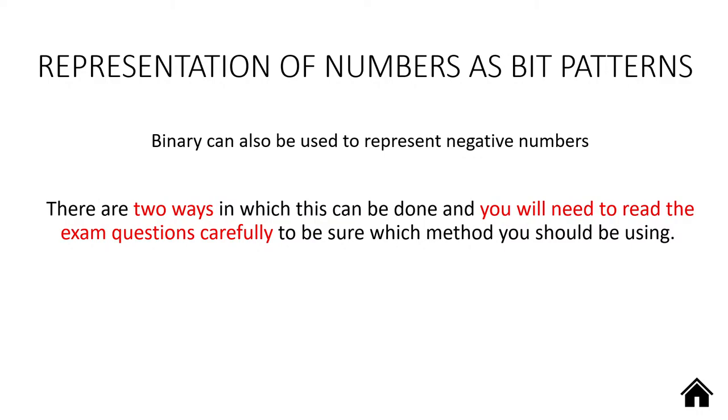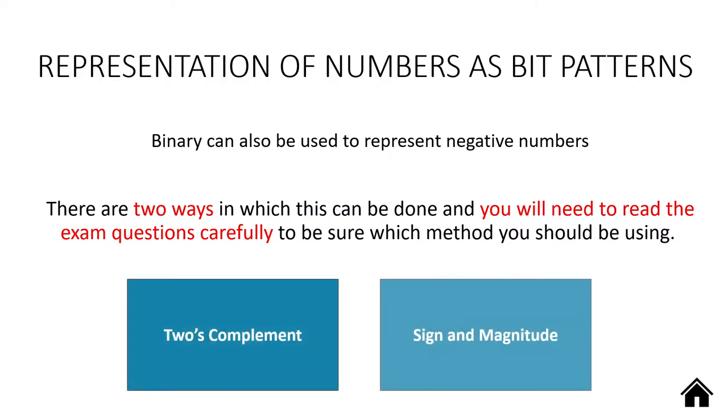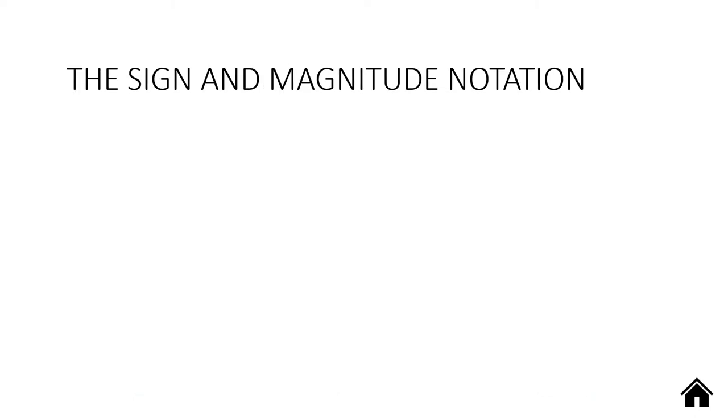Now, as people are doing that, you need to read the exam questions very carefully. Very, very carefully. Two's complement and sign and magnitude. Very good, right? We don't use sign and magnitude for anything else apart from representing negative numbers. Two's complement is used for everything. It's used for addition, addition of negative numbers. It's used for floating point values, etc. So let's have a look then.